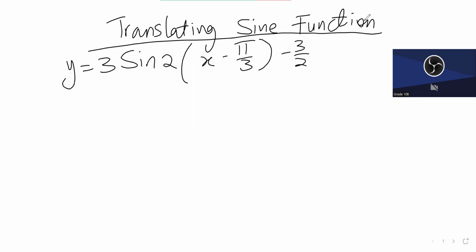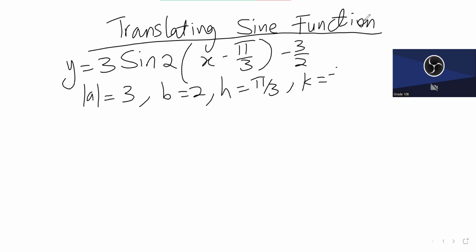This video is for those who are having problems with how to space your x-axis when you have questions like this. Now we know that amplitude is 3, b is equal to 2, h is equal to pi over 3, and k is equal to negative 3 over 2, or someone would just say negative 1.5.